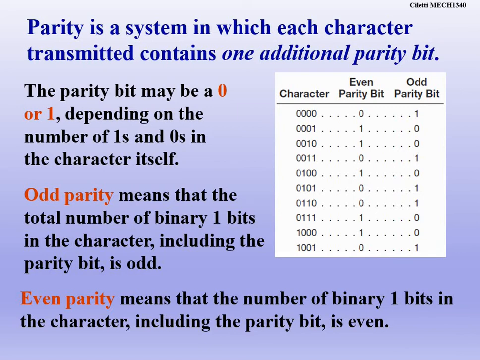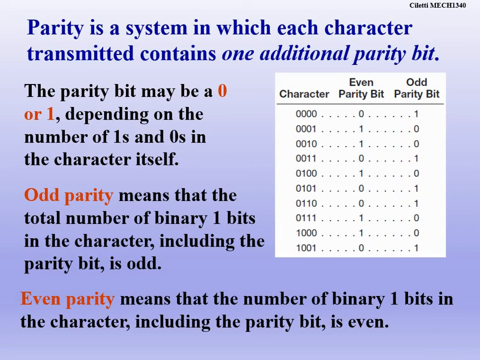Let's look at the next character. We have 0010. We count the number of ones in that character. There's 1. That means it's odd. Since there's an odd number of ones, we output a 0 for the odd parity bit. Let's look at the next character. We have 0011. We count the number of ones. Now there's 2 ones. That means there's not an odd number of ones, so we have to put an odd parity bit of a 1 as an output.